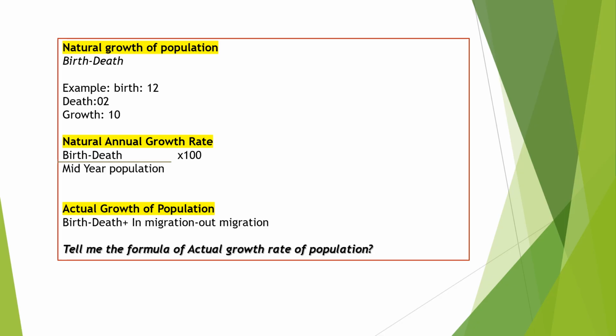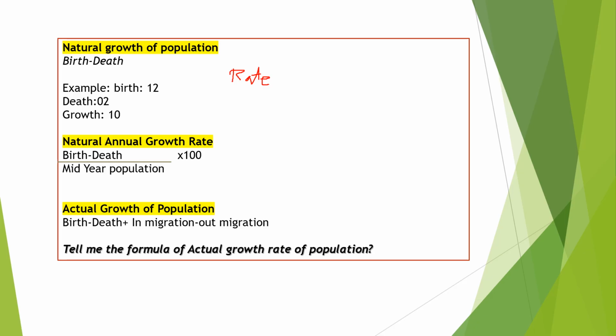Next, see again, natural growth of population. Here which one is missing? That is the term rate. That means no need to calculate the percentage. The term rate is missing. That means birth minus death. So if someone asks you, tell me the natural growth of population formula, what will be your answer? Just the difference between birth and death. Okay.